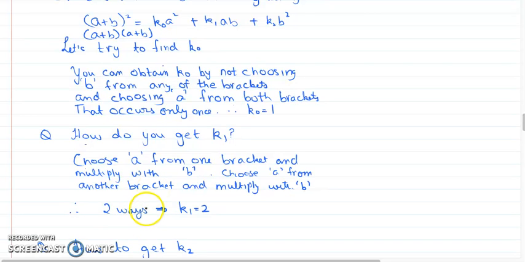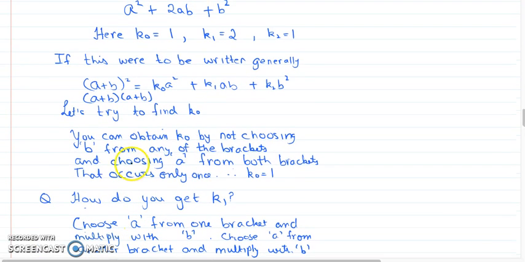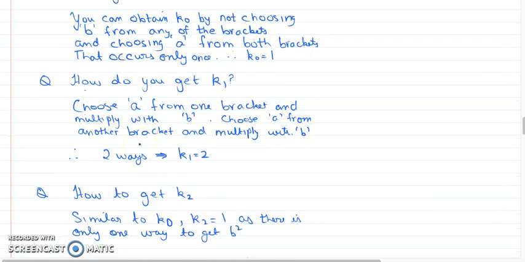And finally we get to k2. Now how can you get b squared? How many ways can you get b squared? Only 1. You take b from this bracket and multiply it with b from the other bracket. That is it. And you get k2 is equal to 1. Now this is pretty simple. This was the simplest example that I could come up with.